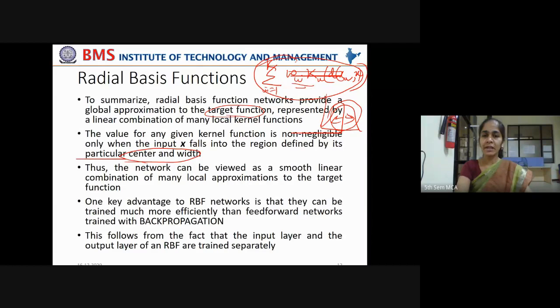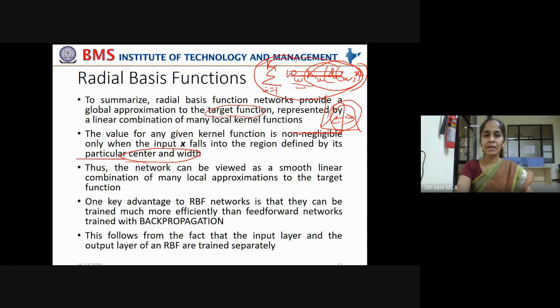Okay, thus the network can be viewed as a smooth linear combination of many local approximations to the target function. So each of these kernel functions are local approximations which are actually combined in order to arrive at a global approximation. Did you understand that? Each kernel function is a local approximation, and you are combining all those kernel functions in order to arrive at a final target function, which is a global approximation.